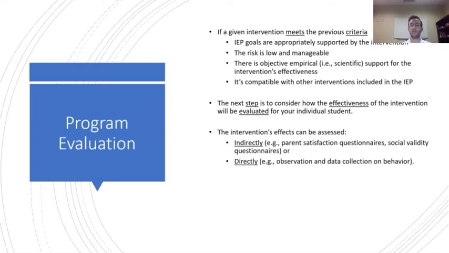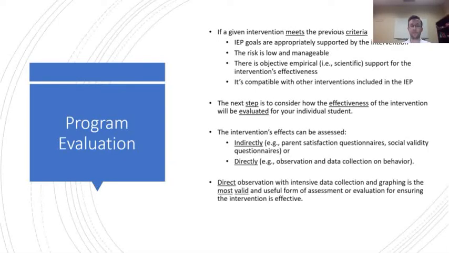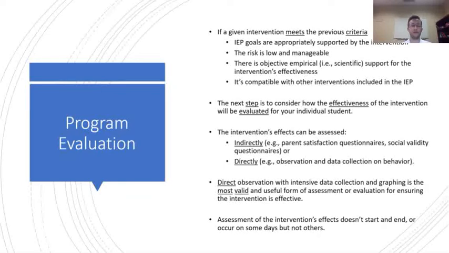The intervention's effects can be assessed indirectly or directly. Examples of indirect assessment include parent satisfaction questionnaires, social validity questionnaires. Now, direct assessment consists of observation and data collection on behavior. Now, direct observation with intensive data collection and graphing is the most valid and useful form of assessment or evaluation for ensuring that an intervention is effective.